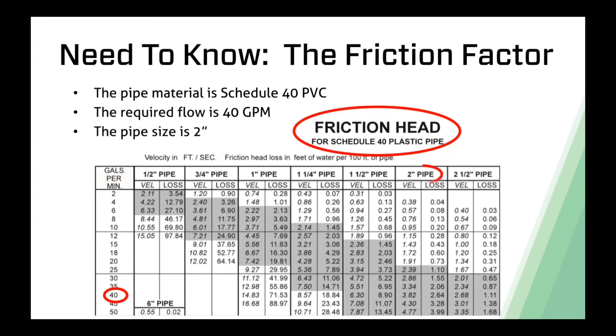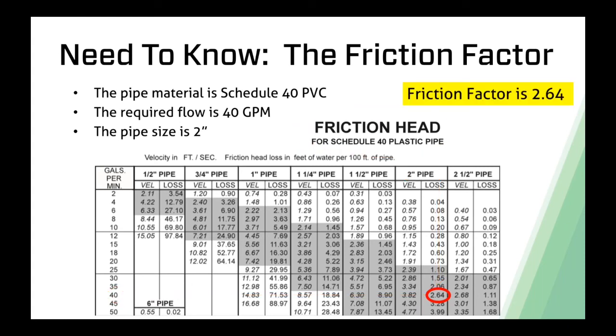The pipe is 2-inch, so we find that loss column under the 2-inch pipe, and we find out where those values intersect. We find that the friction loss value from the chart is 2.64. So that's our friction factor, 2.64.